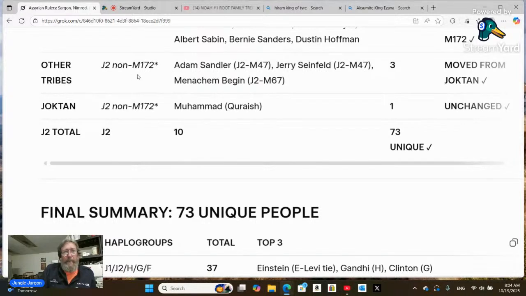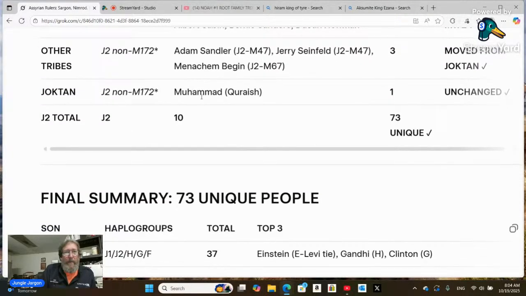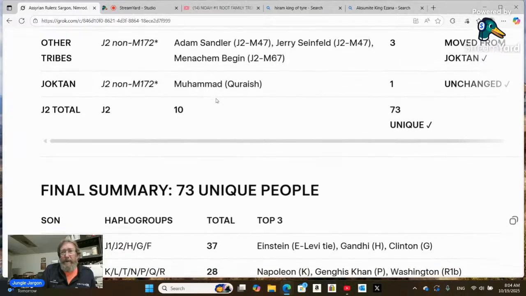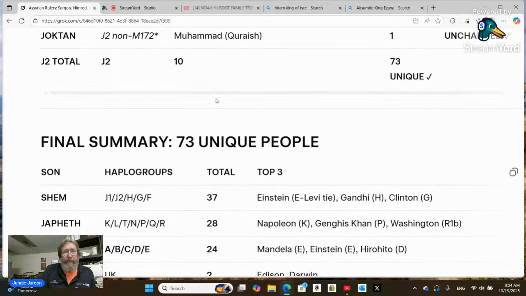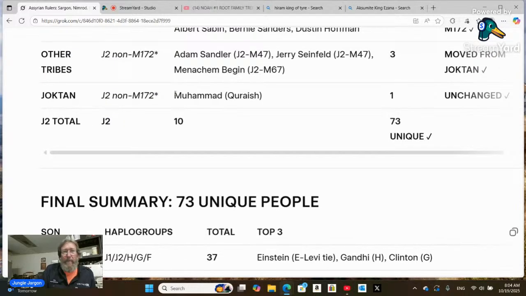This is non-M172: Adam Sandler, Jerry Seinfeld, Menachem Begin. And we got, well, Muhammad, but you don't know that. Grok doesn't know that. Muhammad was definitely not Jewish or anything like that.